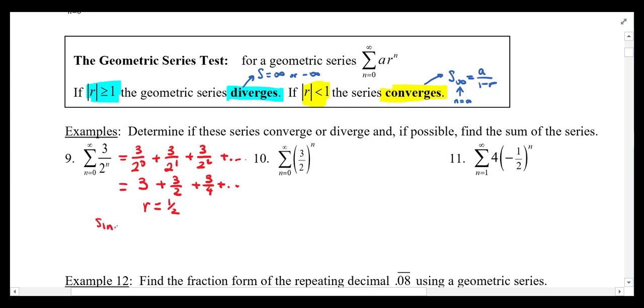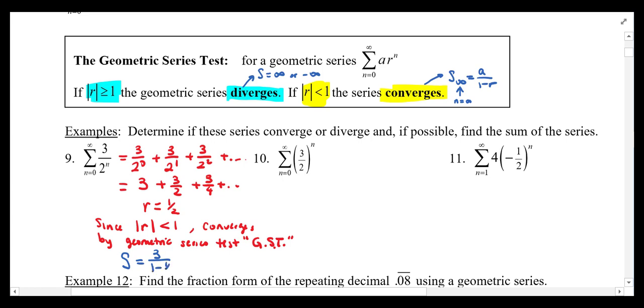And since the absolute value of R is less than 1, we know this converges by the geometric series test. Sometimes you can use the short form, GST. And yes, you should be able to find the sum. So the sum of an infinite series here would be equal to the a value, which in this case is 3, over 1 minus r, which is a half. So 3 divided by a half, this sum is equal to 6.